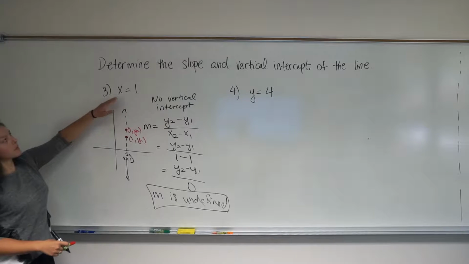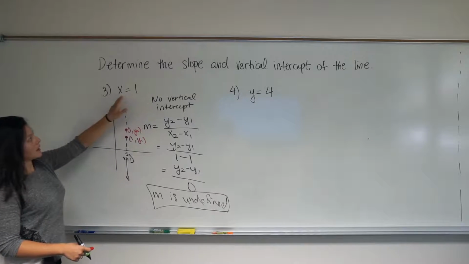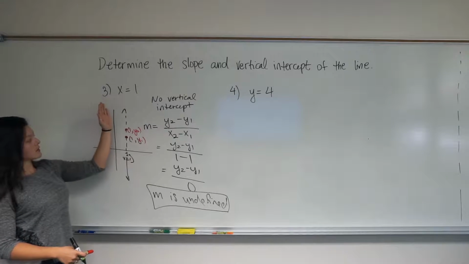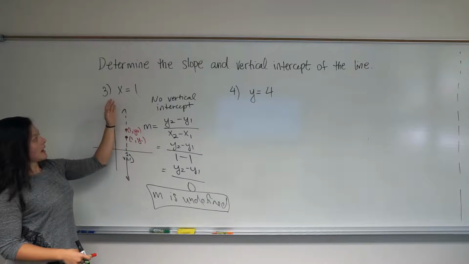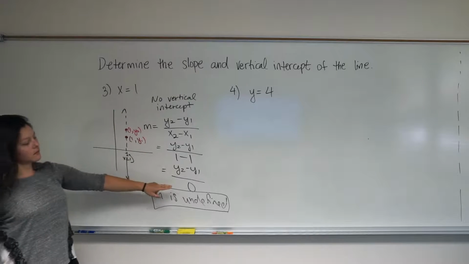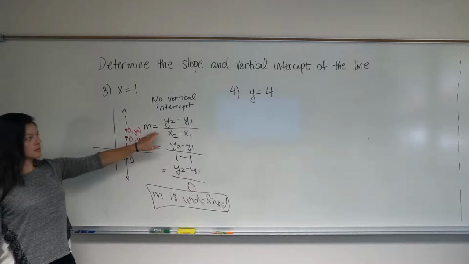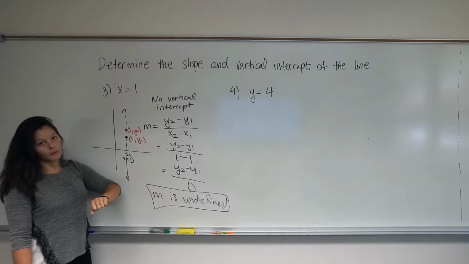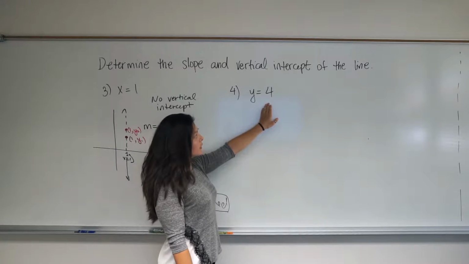Okay, so if you ever have something that looks like x equals some number, it's going to be a vertical line as long as that number is not 0. If it doesn't sit on the vertical axis, then you won't have a vertical intercept. And the slope will always be undefined, because you'll always be dividing by 0. If you happen to pick 2 points and plug them into this formula for slope, you'll always get something divided by 0. Okay, now let's take a look at this next example, y equals 4.